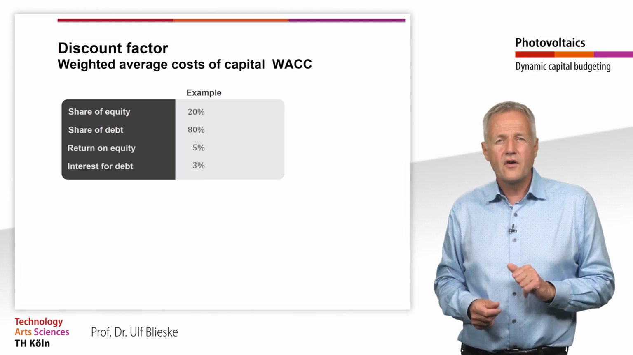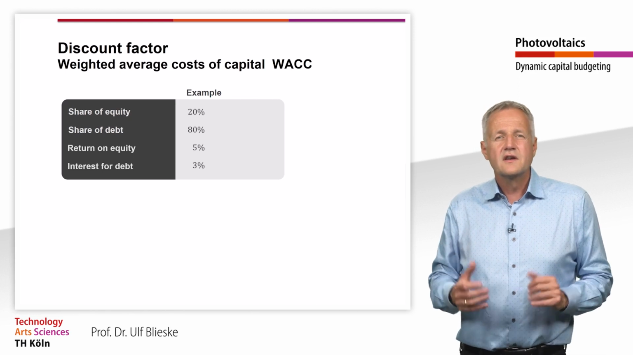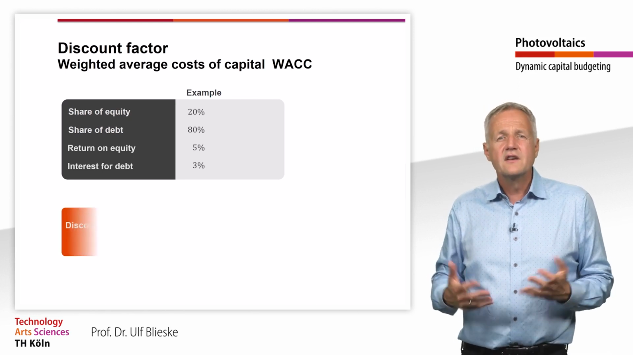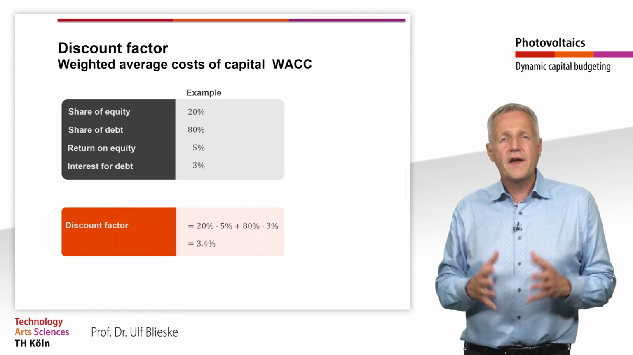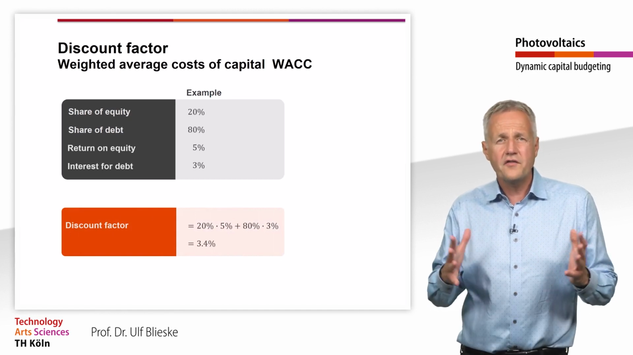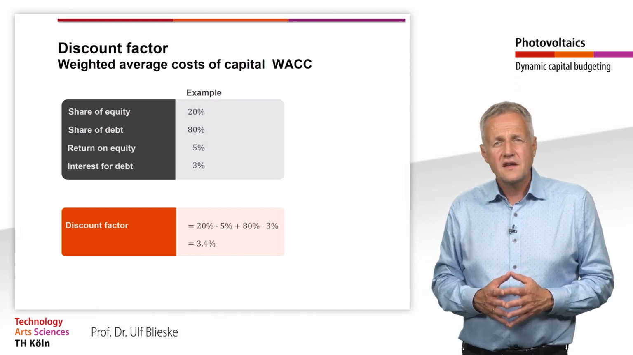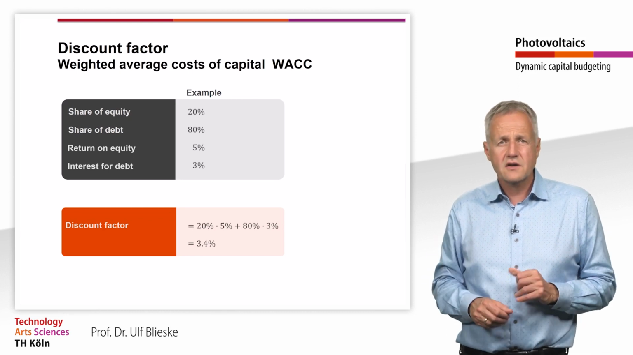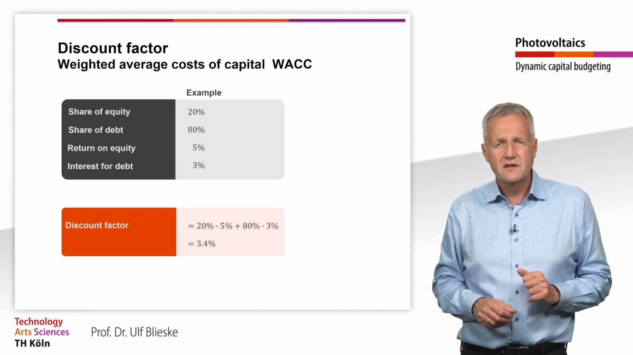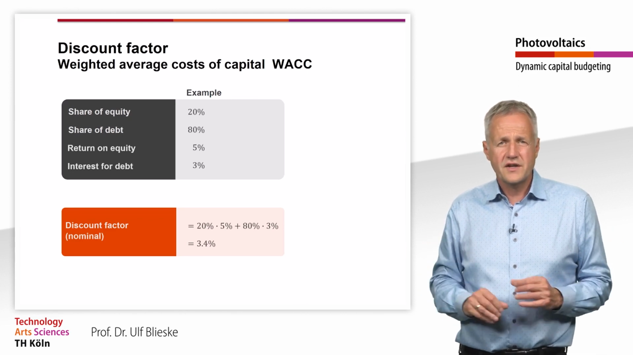In the case of the loan, on the other hand, the plant operator has to pay interest. To calculate the discount rate, the return on equity and the interest on the debt are weighted according to the shares of debt and equity. However, the decrease in the value of money due to inflation is not yet taken into account in this discount rate. This is also referred to as a nominal interest rate.